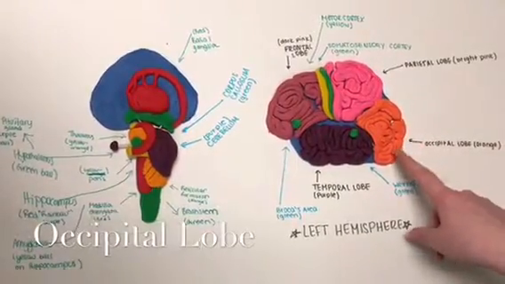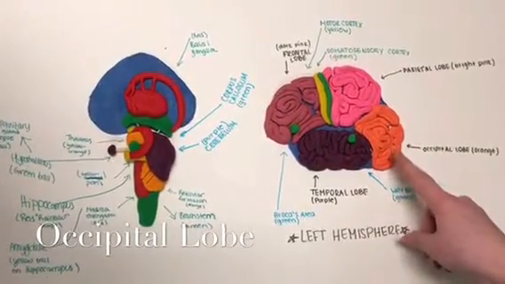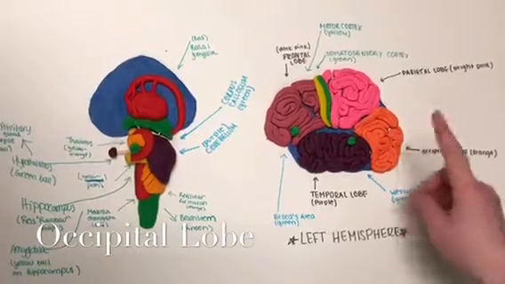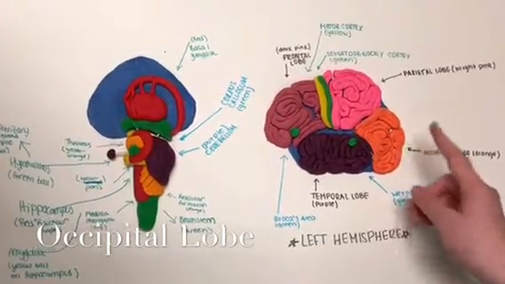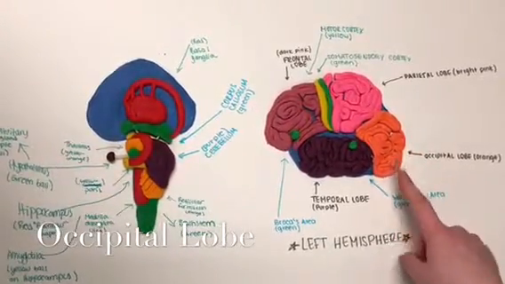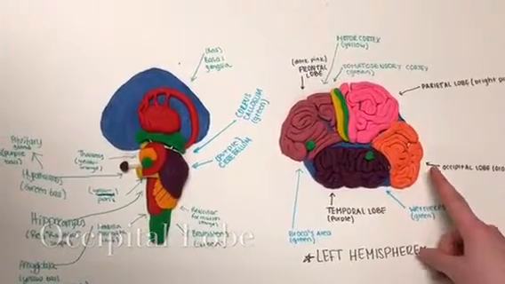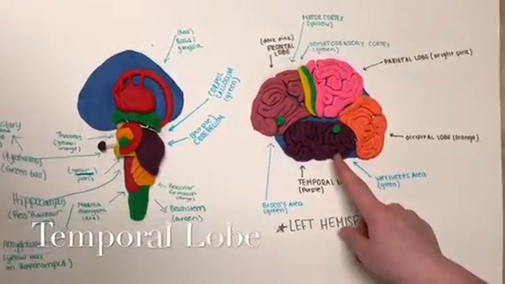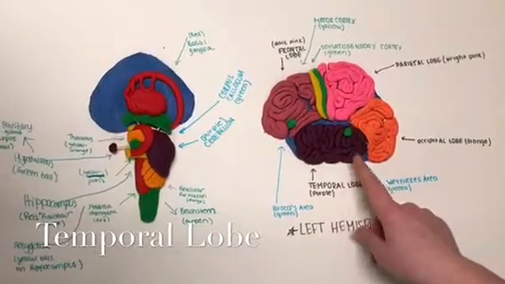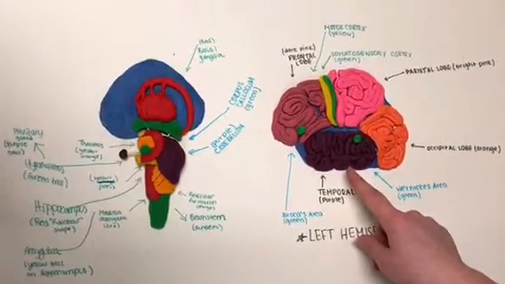Okay, so the third of the 4 lobes is the occipital lobe, which processes visual stimuli. If this is damaged, then it will cause impairment to vision or blindness. Next to it is the temporal lobe. This lobe deals with hearing and how you process it.